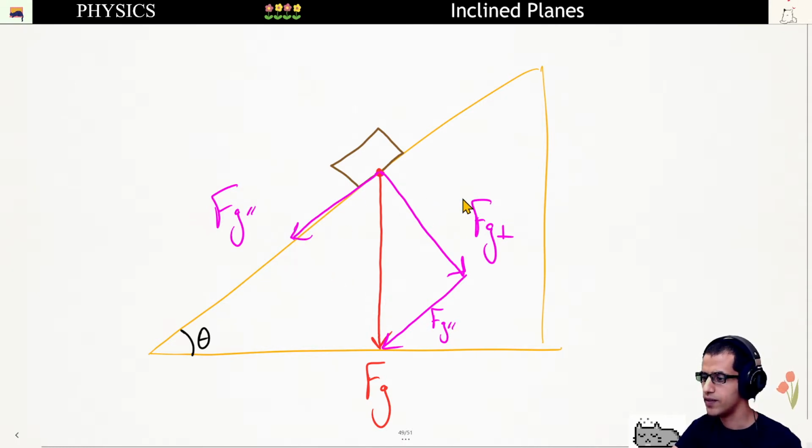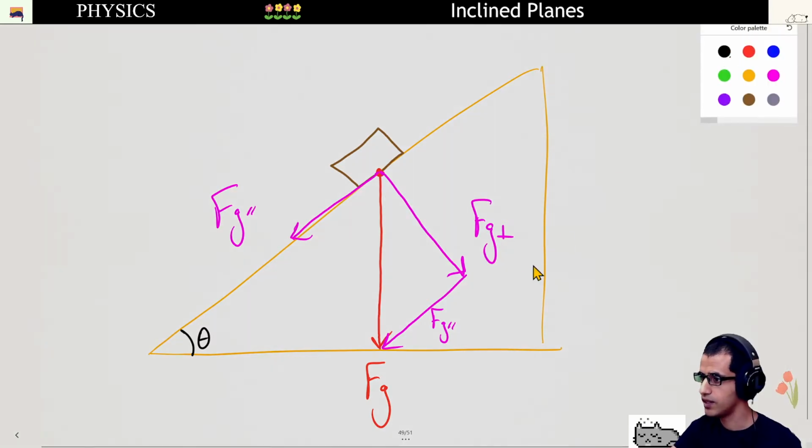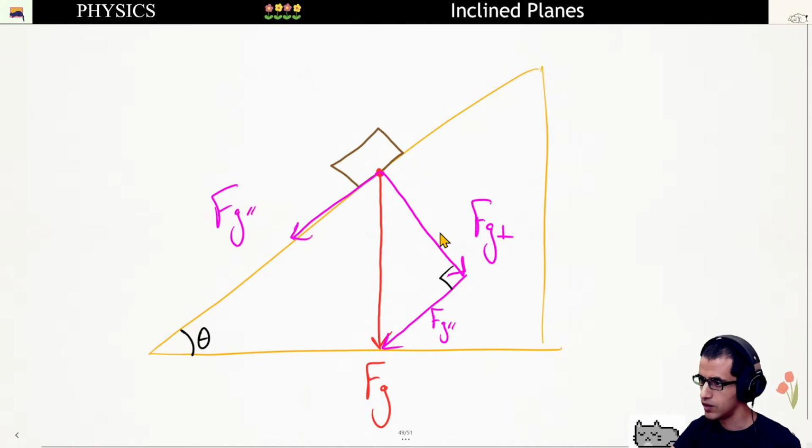So what are the values of FG perpendicular and FG parallel? To determine that, we need to know what is the angle inside this right triangle. So here we have a right triangle. We need to know what is this angle. Turns out that this angle is equal to the angle of the incline theta. So this is angle theta.